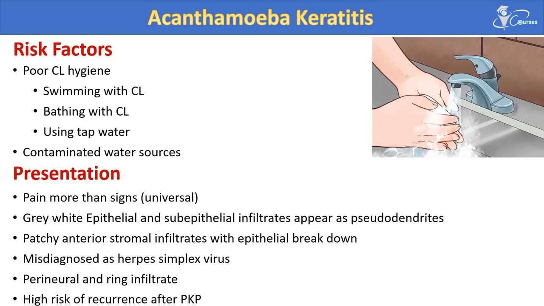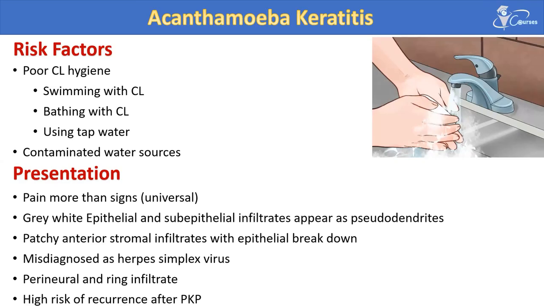Acanthamoeba is a kind of parasite that is actually a normal commensal. It is present on the skin and in different body organs. However, it becomes invasive under certain conditions. First of all, if the patient is wearing contact lenses and has poor contact lens hygiene, like swimming or bathing with the contact lens, or using tap water to wash the contact lens, not its own solution. This will be a risk factor for developing acanthamoeba keratitis.